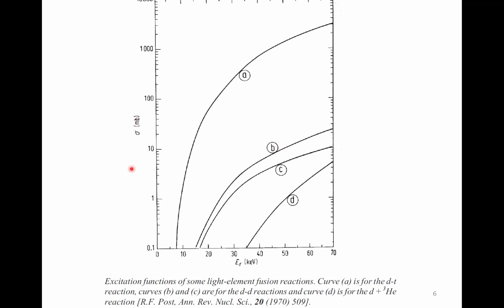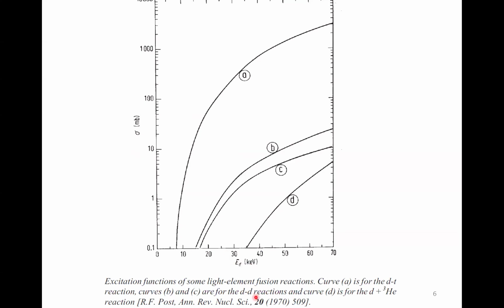If you look at the cross section, that's what is plotted on the y-axis. This is in millibarns, as the energy of the deuterium decreases. For example, curve A refers to the deuterium-tritium fusion reaction. As the deuterium energy decreases, the reaction cross section rapidly decreases. So this is a big bottleneck. The same thing is true for other reactions too.